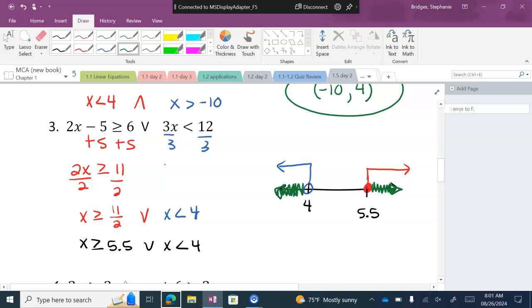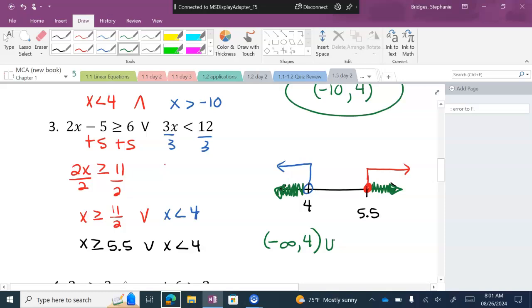Okay, a normal OR graph. We have two different shaded regions, so we need to write our intervals for both. I start to the far left. What is that going to be? Negative infinity all the way to 4, parenthesis or bracket? Parenthesis. Don't forget to put your little u in between.